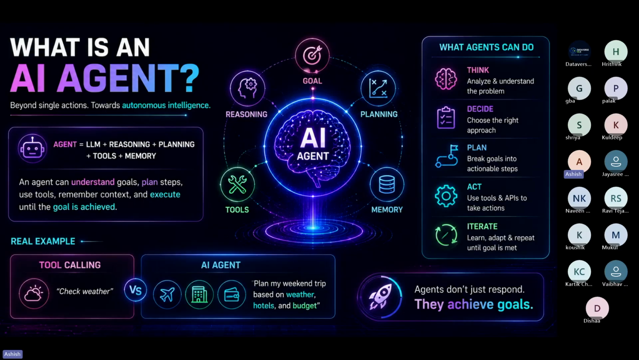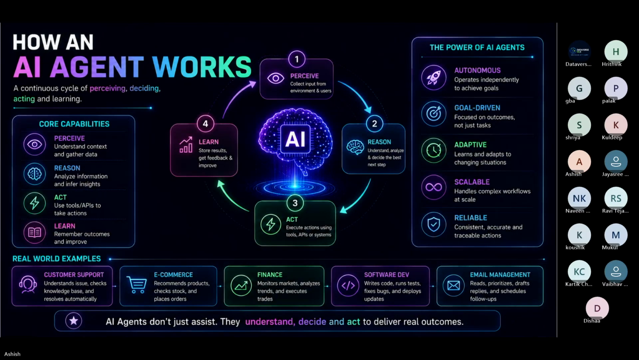And if we go further, this is again how AI agents work. A continuous cycle of perceiving, deciding, acting, and learning comes into play when we discuss agents. The power comes with autonomy, because they operate independently to achieve the goal, and they are very goal driven. You have to give the goal, and that's it. Then it's up to the AI agent how to fulfill the particular goal that you have given.